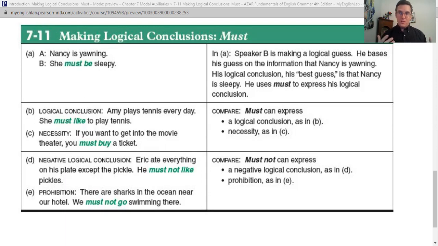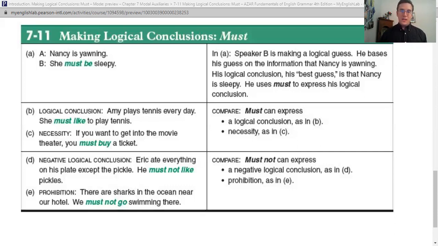Or, as we saw earlier, example E, prohibition. There are sharks in the ocean near our hotel. We must not go swimming there. So it's against the rules. In example E, the rule is no swimming. You cannot swim. You may not swim. You must not swim in the ocean near the hotel. That's a rule. It's like no smoking. You must not smoke in the building. Or you see a sign that says no parking. You must not park there. That would be a prohibition.